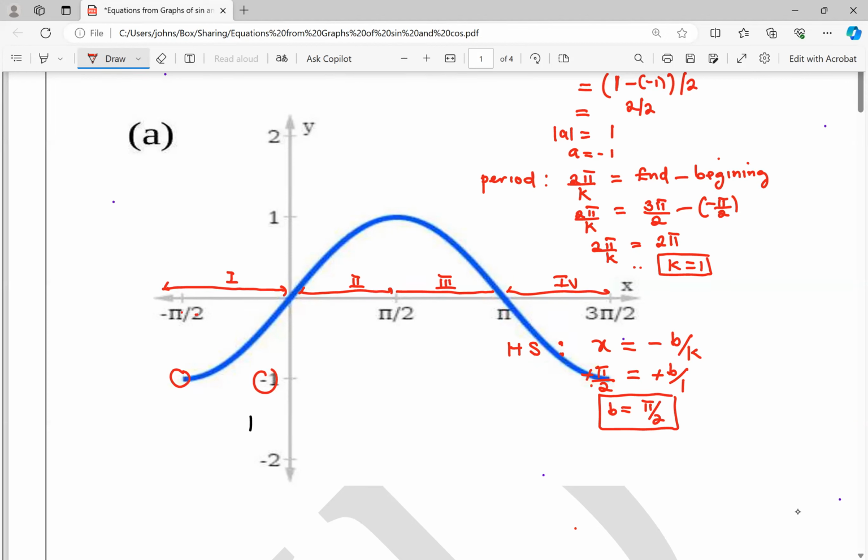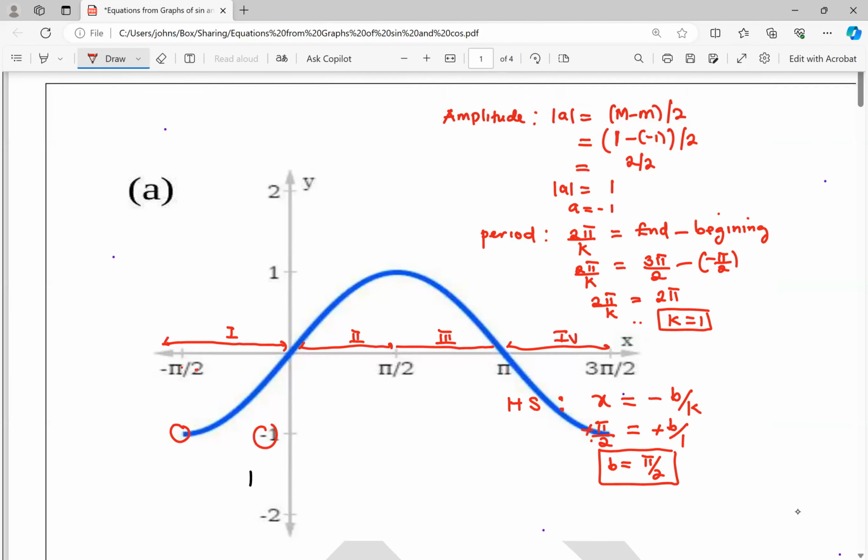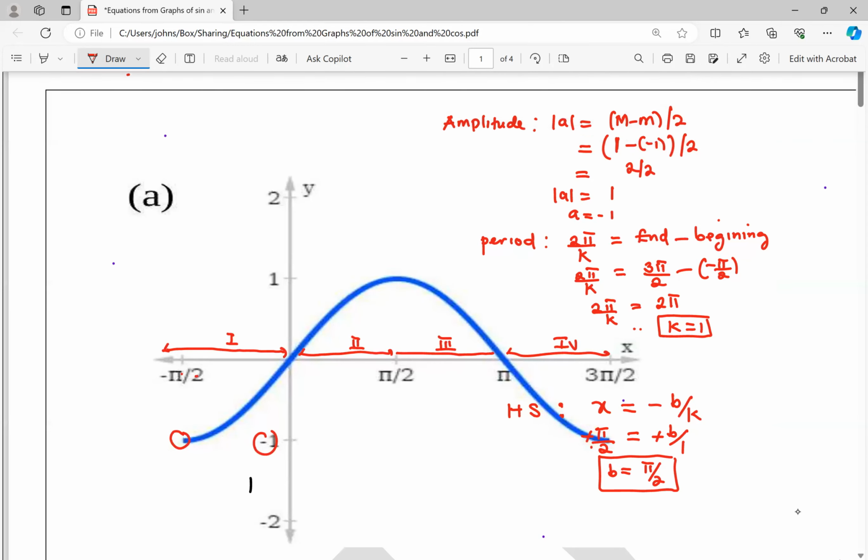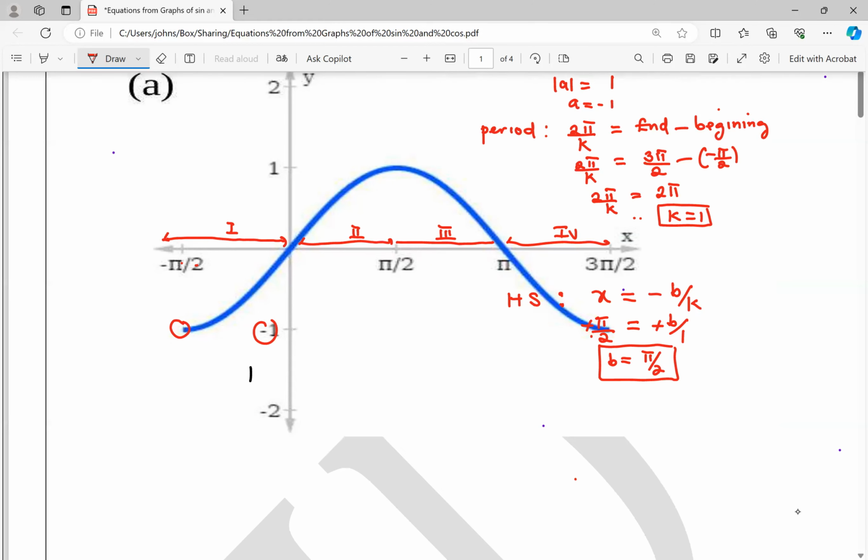All right. Now, we need to find c, right? We need to find c because we are targeting this graph, a cosine of kx plus b, plus c, right? This is what we want to get. So that is why we are looking for all these parameters.